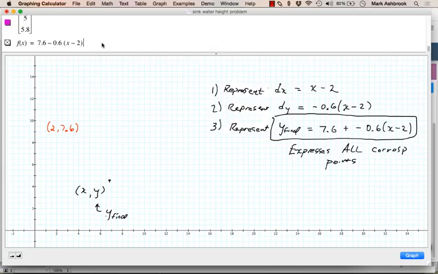All right, so now, will that graph it? Is it going to show me all the correspondence points? No, that just defined the function, that's all. So what do we need to do to graph it? y equals f of x.